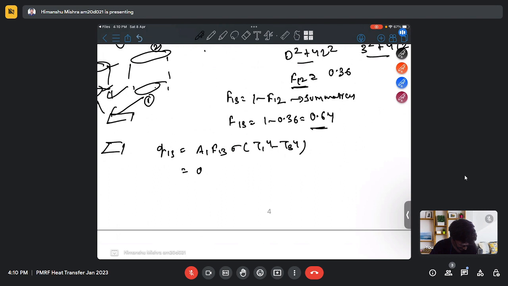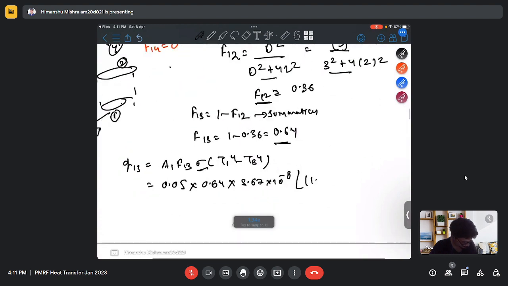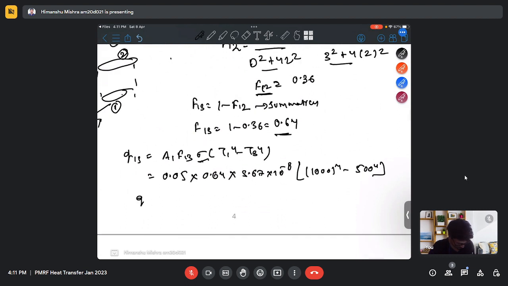My surface area of surface 1 is 0.05, F13 is 0.64, and this is my Stefan-Boltzmann constant. My temperature T1 is 1000 Kelvin, and temperature T3 is 500 Kelvin. Just calculating this, we will get heat transfer Q13 as 1700 watt.